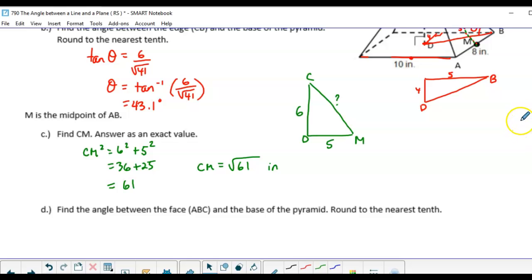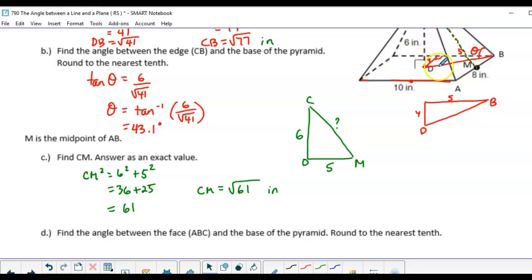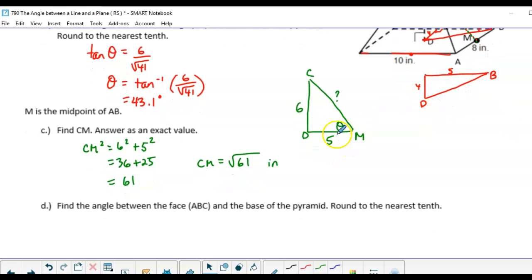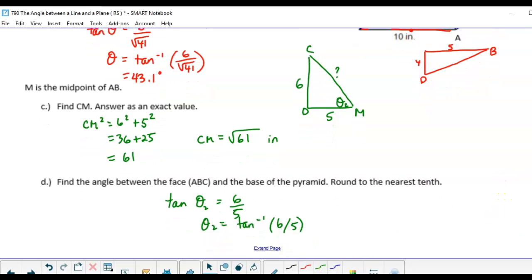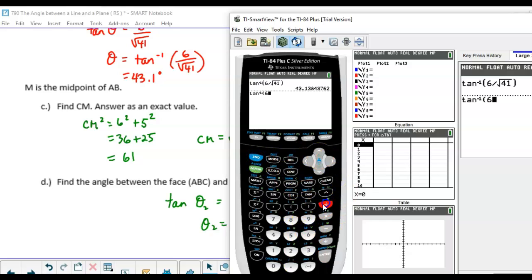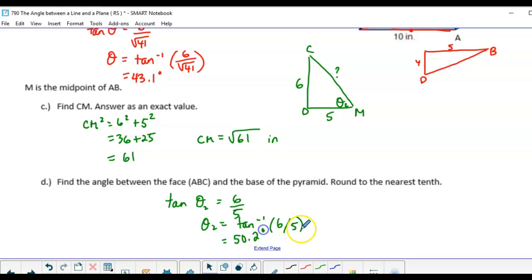Then find the angle between the face and the base of the pyramid, rounded to the nearest tenth. You've just found a line there, so we now want to find this angle. Again, we didn't need CM; we were just calculating that as a separate question. I would just use tan again. Theta, we'll call this theta 2 because it's different from the first part, equals 6 over 5. So theta equals tan inverse 6 over 5, which is 50.2. So that's a way of calculating angles between a face and a base, and between an edge and a base. That's it.